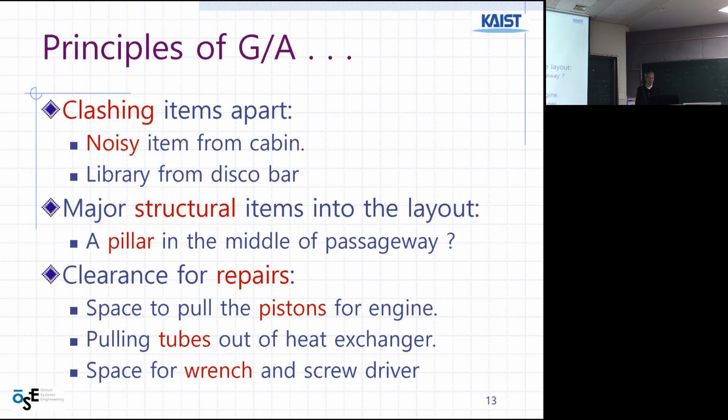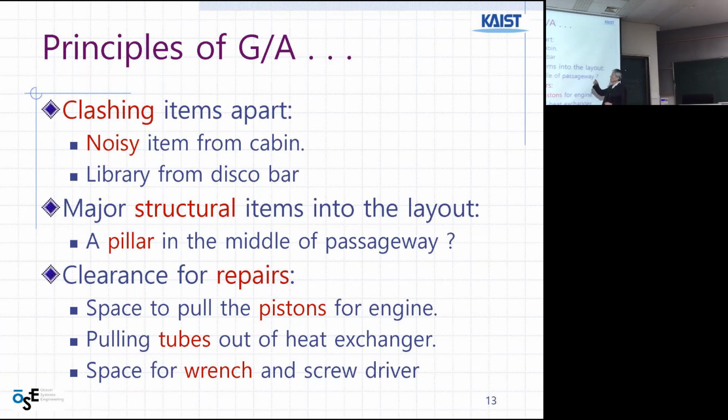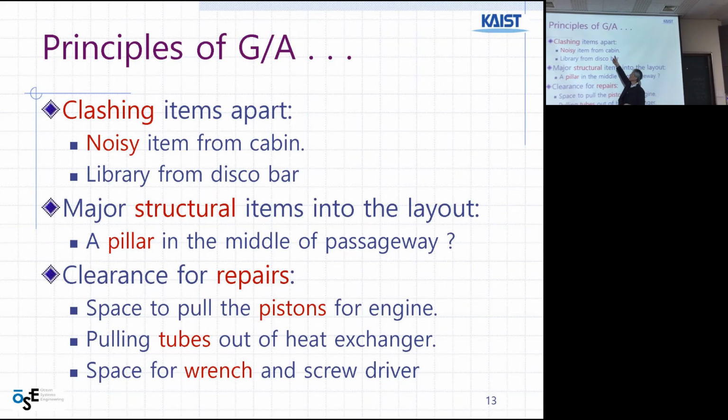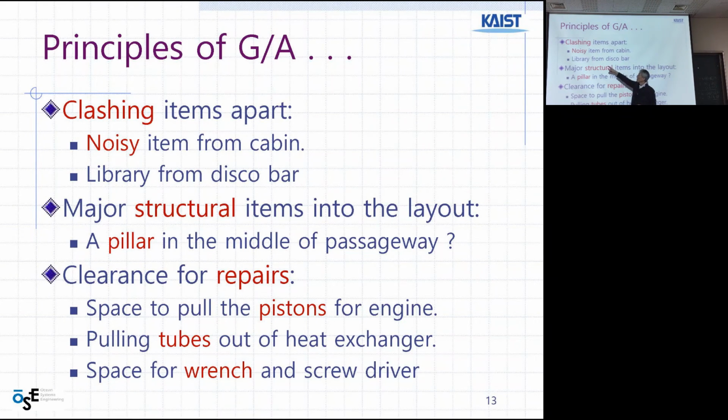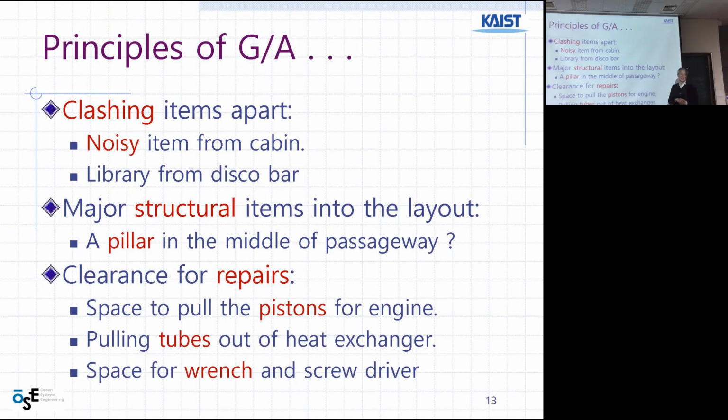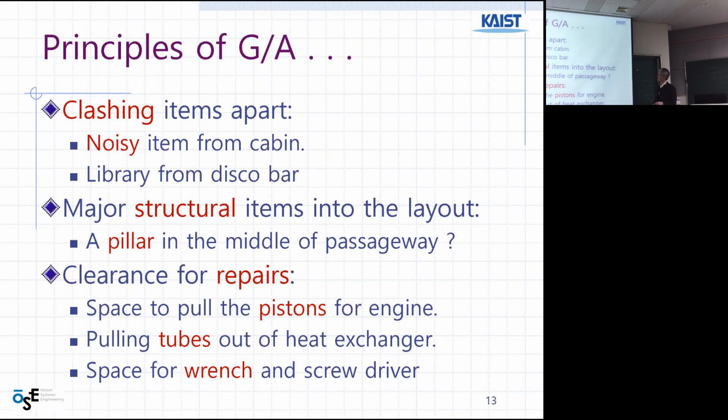Clashing items. Clashing means conflicting items. Right? So noisy items from the cabin. Cabin is accommodation. And library is for the quiet, away from the disco bar. This is a passenger ship. Cruise ship is very important. A cruise ship is something like a luxury hotel, right?